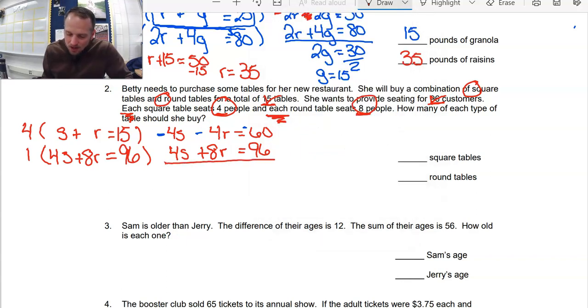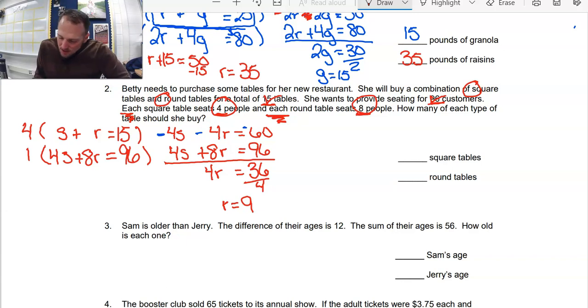Okay, now let's add these together. The s's are both 4's, and one's positive, one's negative, so that's going to be a 0. It's just eliminated. Negative 4r plus 8r is going to be 4r. And negative 60 plus 96 is going to be 36. Divide by 4, we're going to get r equals 9. So that's going to be 9 round tables.